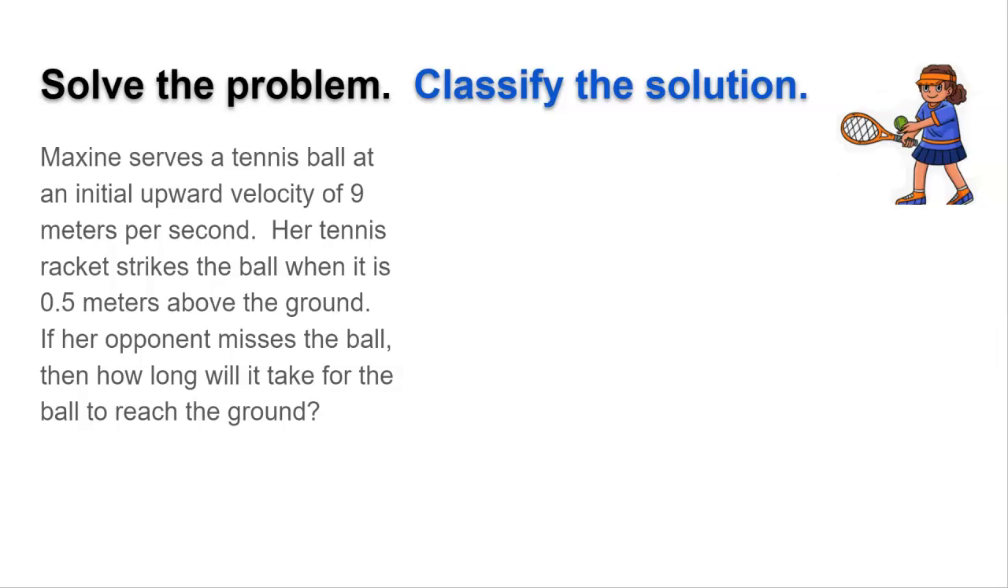She served it at an initial upward velocity of 9 meters per second. Her tennis racket strikes the ball when it's 0.5 meters. Well, that's pretty low for a serve, so she must have done some kind of underhanded serve. But if her opponent misses the ball, how long is it going to take for the ball to reach the ground? So the opponent's supposed to hit the ball with their racket, but let's say they missed. And how long would that take for that ball to reach the ground?